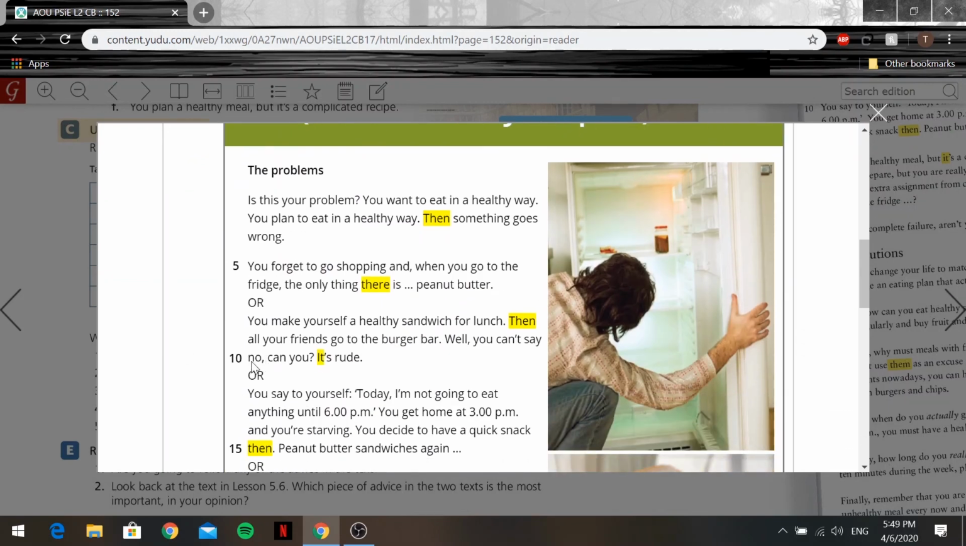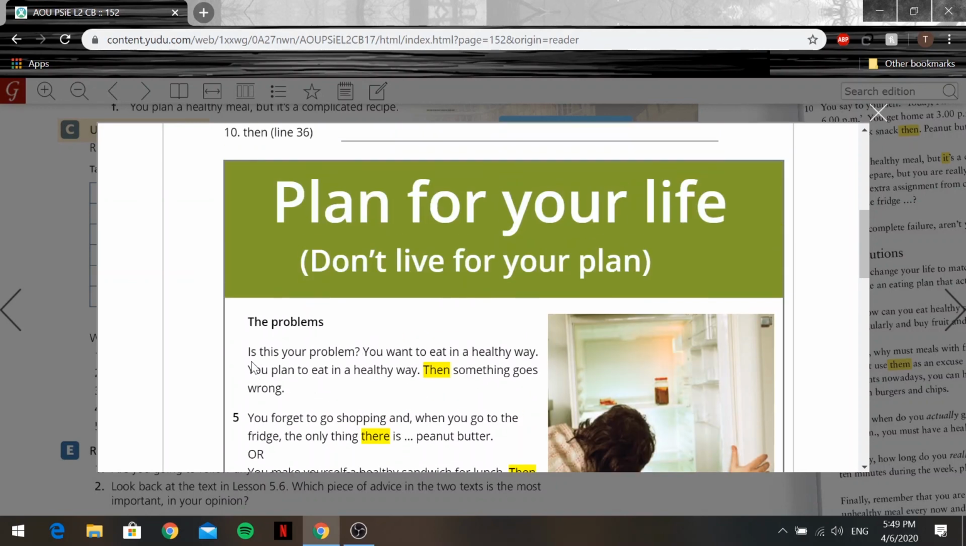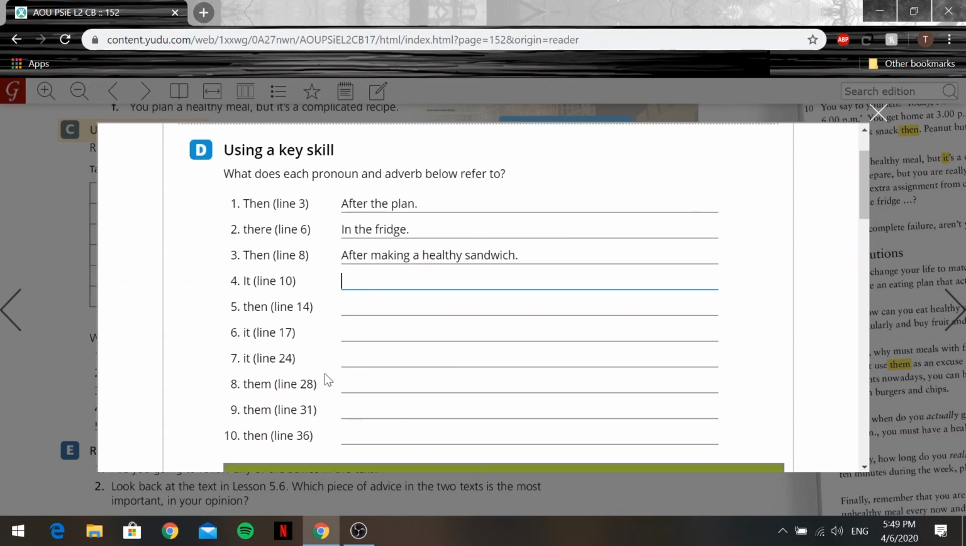Okay? It, line 10. Okay, no, can you? It's rude. It here means basically saying no or refusing to go out with friends. So we'll say it here. How was I gonna say it? We'll just say saying no. Okay?